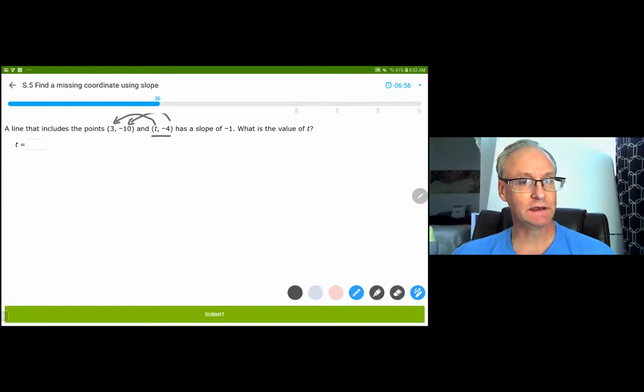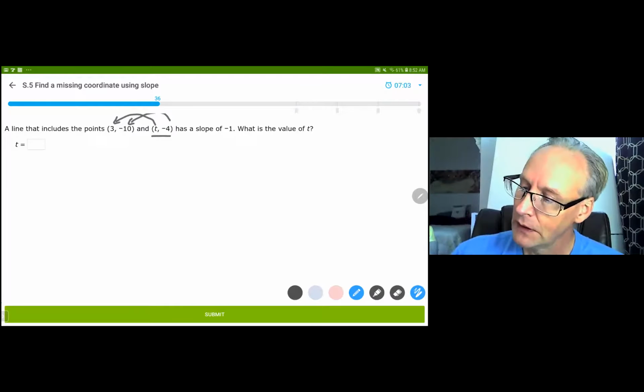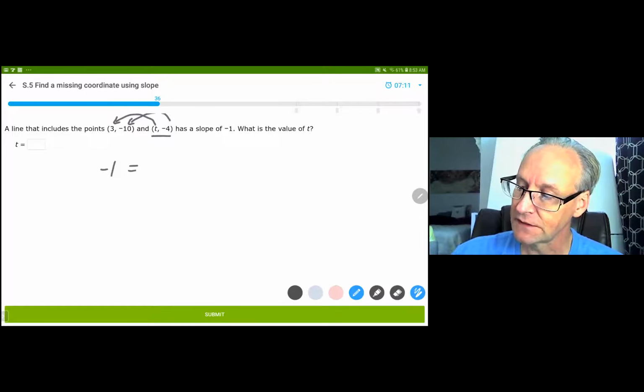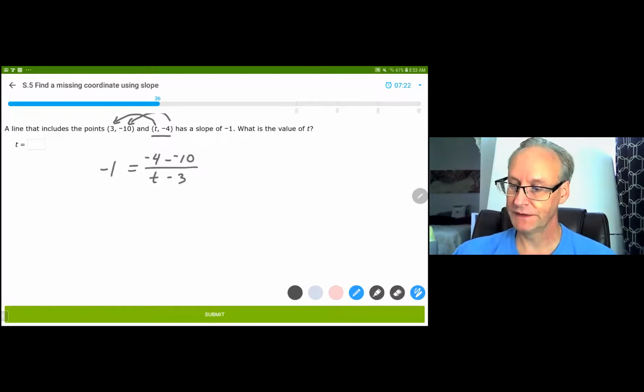Hopefully you've seen the slope formula, the one where I find the slope given 2 points. So m is equal to, which is negative 1, is equal to negative 4 minus negative 10, which is 6. I'll write it out this one time, and then the next time I won't. And in the denominator, we have t minus 3. Again, I'm going to go ahead and put this over 1.